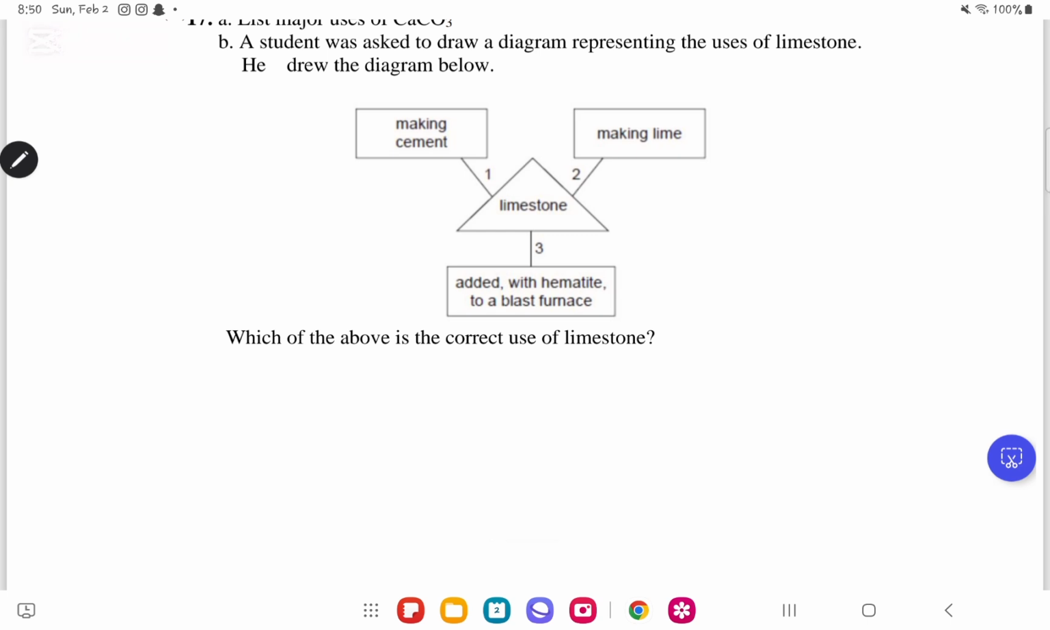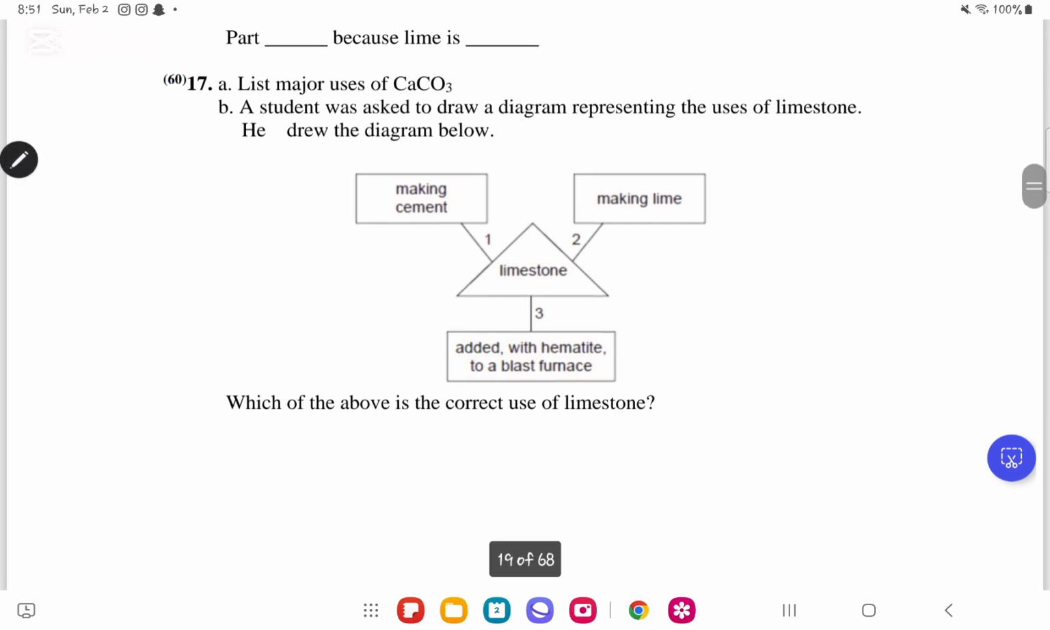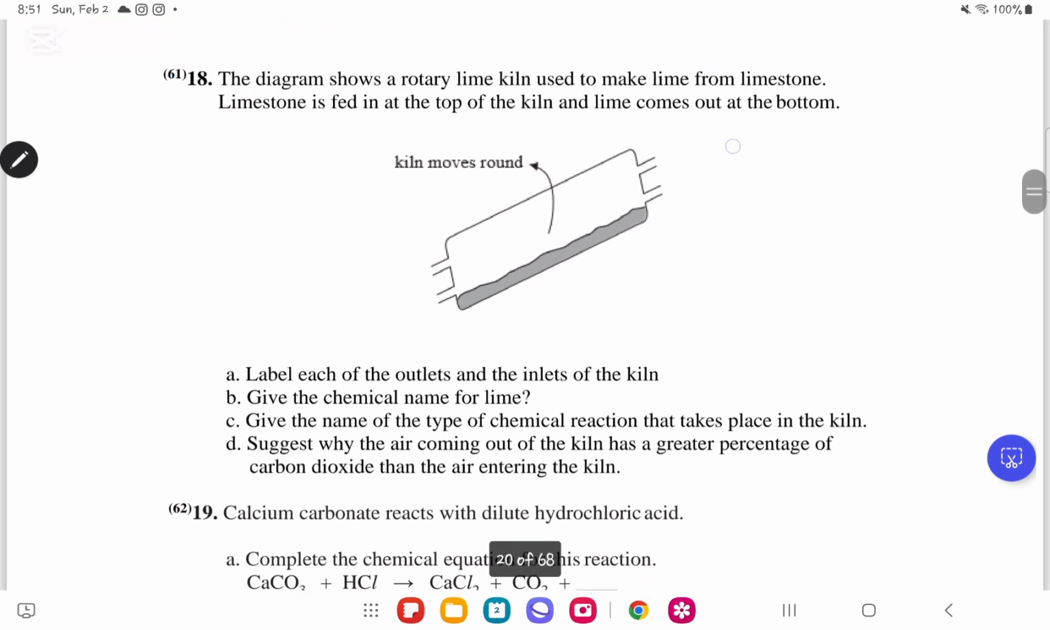Question number 17. Okay, I believe I'm gonna stop at question number 23. List major uses of CaCO3. You can use it as a powder to neutralize acidity, production of cement, production of glass, and extraction of iron to neutralize acid gases. Okay, now a student drew a diagram representing the uses of limestone. Which of the above is the correct use of limestone? Very simply, correct uses of limestone are actually 1, 2, and 3. Okay, we move on.